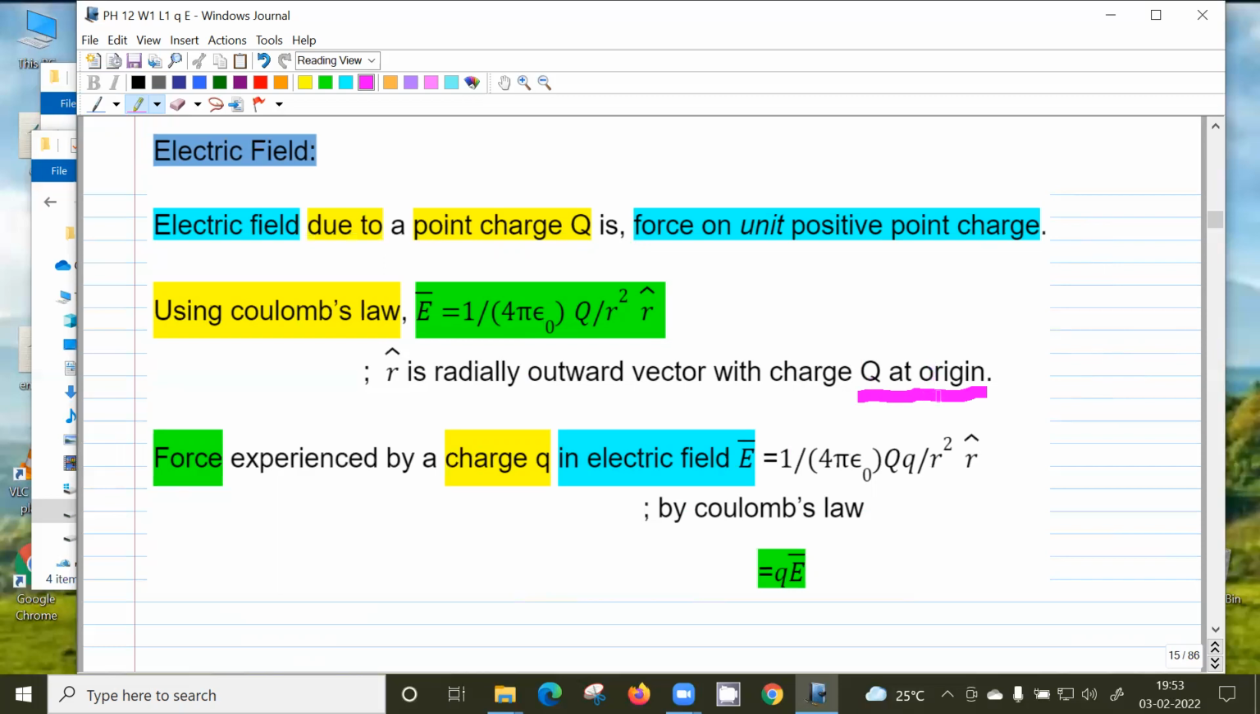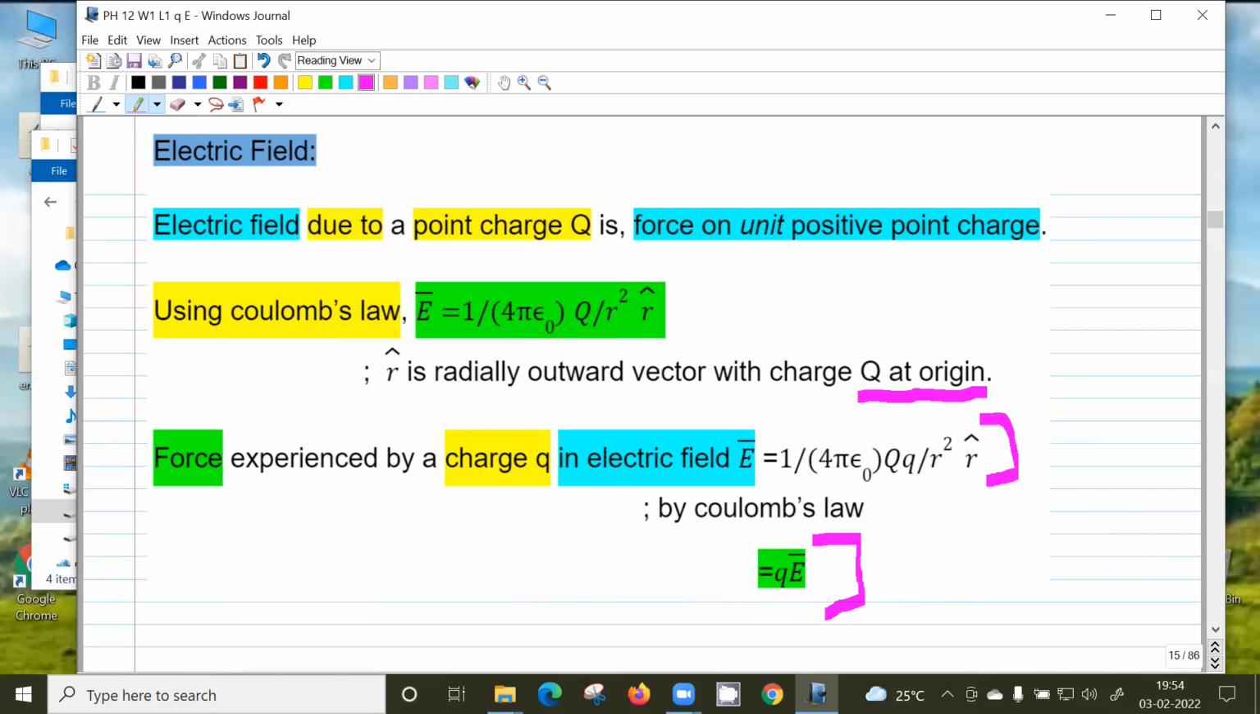Okay, and electric field due to this charge kept at the origin at a distance R is the force on a unit positive charge placed at that point. So the force experienced by a charge q in the electric field is given by Coulomb's law, and this can be written as q into E, where E is the electric field produced by the source charge capital Q, and small q is the charge which is experiencing the force. So I can write the force in 2 forms: one by Coulomb's law, another in terms of the electric field produced by the source charge. Is this clear?